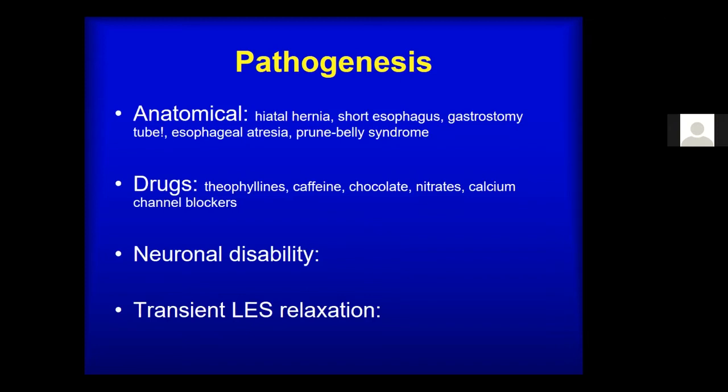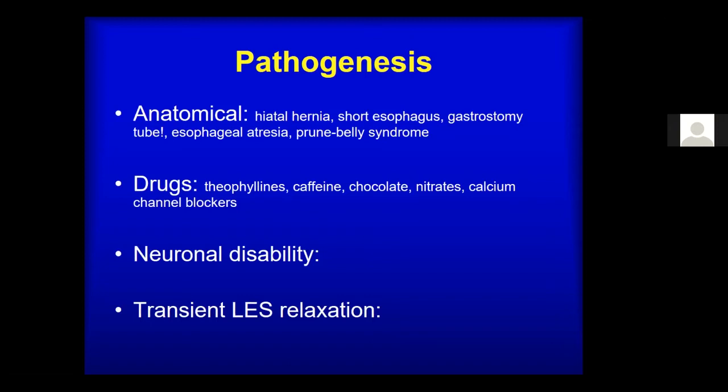Esophageal atresia, because we push and pull, since the esophagus is short by definition, part of the GE junction may end up in the stomach. Prune belly syndrome, when the abdominal pressure is almost zero, you won't have that action on the abdominal esophagus. Caffeine, chocolate, nitrates, calcium channel blockers, these are all blamed for relaxing the lower esophageal sphincter and creating reflux.